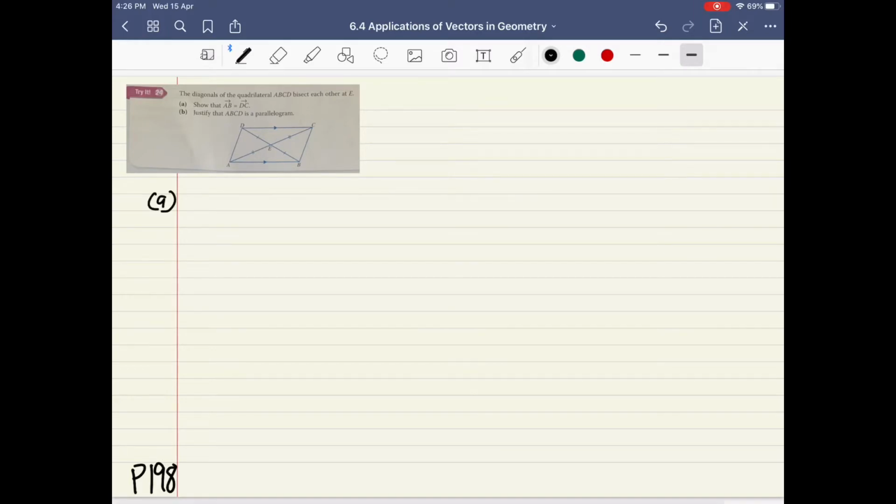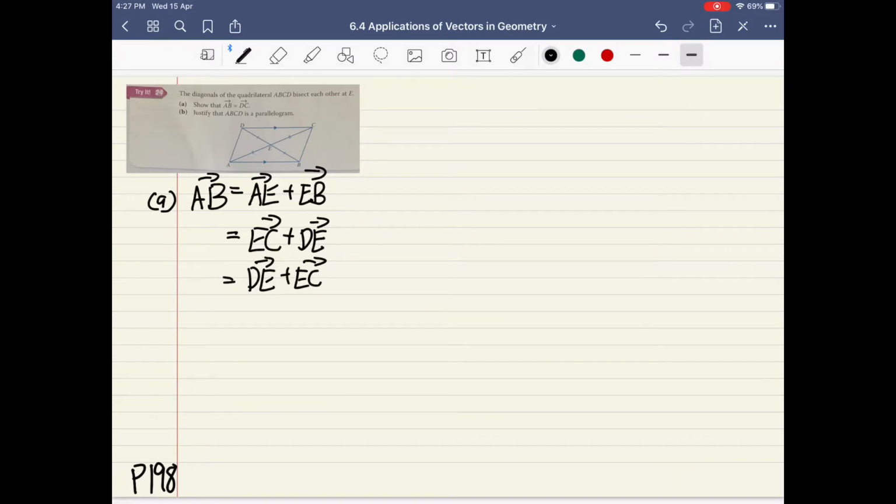First and foremost, the question asks if we can show that the vector AB is equal to the vector DC. So first let me say that the vector AB is equal to AE plus EB. And AE plus EB is also equivalent to EC plus DE, which can also be written as DE plus EC. And what is DE plus EC? DE plus EC is the same as the vector DC. So in this case, we have actually shown it.